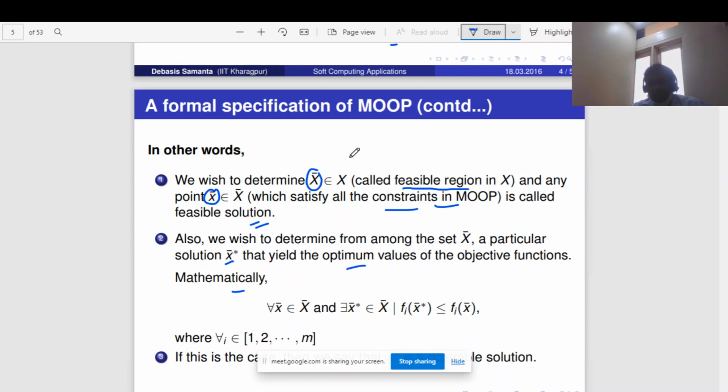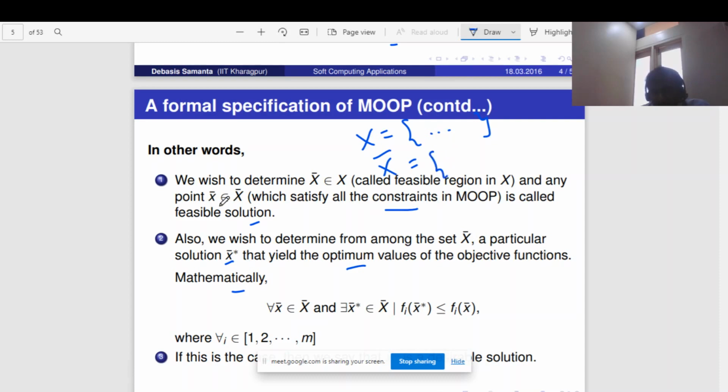Let me complete this. Please listen carefully. What it says is that x is actually the set of all solutions. It may be infinite. We may not be able to identify it, or the time or computational power may not be sufficient. From this, you identify x dash. X dash is actually a subset of x.